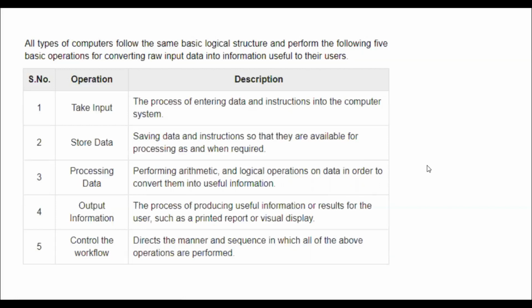Then fourth operation, we have output information. So it means the process of producing useful information or results for the user, such as a printed report or visual display. Then fifth operation, control the workflow. It directs the manner and sequence in which all of the above operations are performed. So those are the computer's operations. We have take input, store data, processing data, output information, and control the workflow.